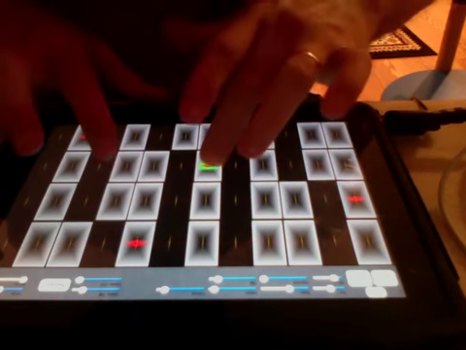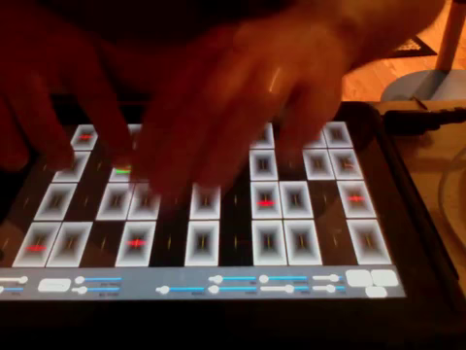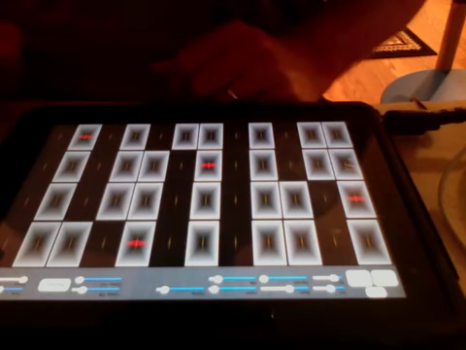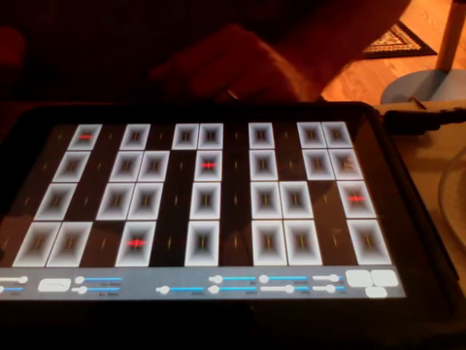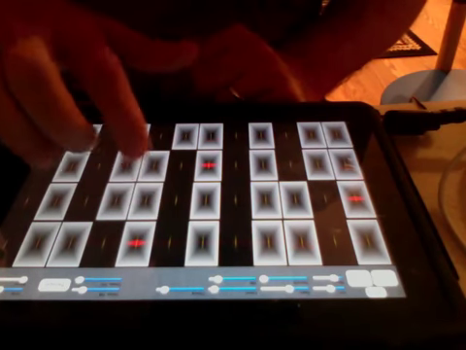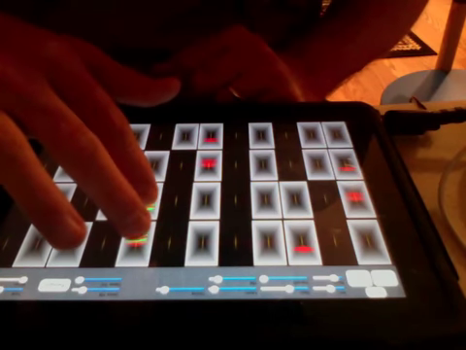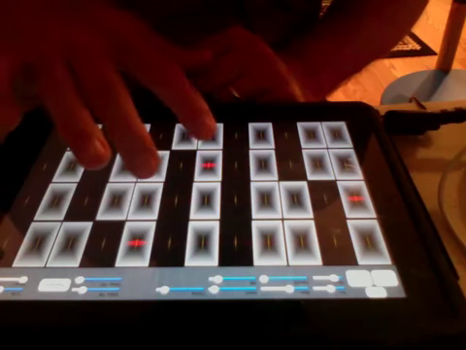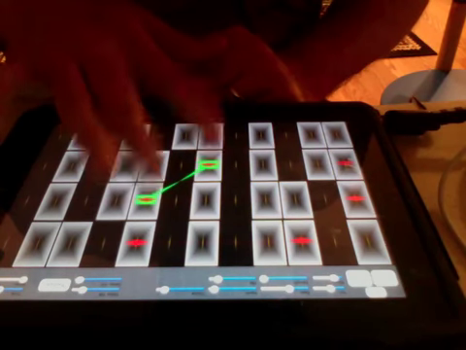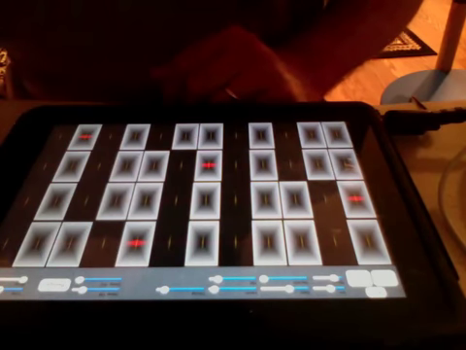Arpeggios, A, C, E, A, C, E. The reason why it switches octaves is because it will always pick the closest note. When you play E, if you go up, it's only a fourth apart. If you go down, it's a fifth apart. So it picks the shortest one and it goes up.